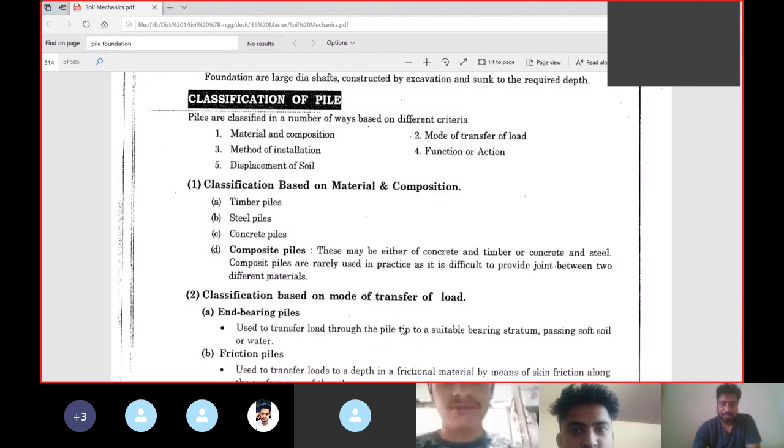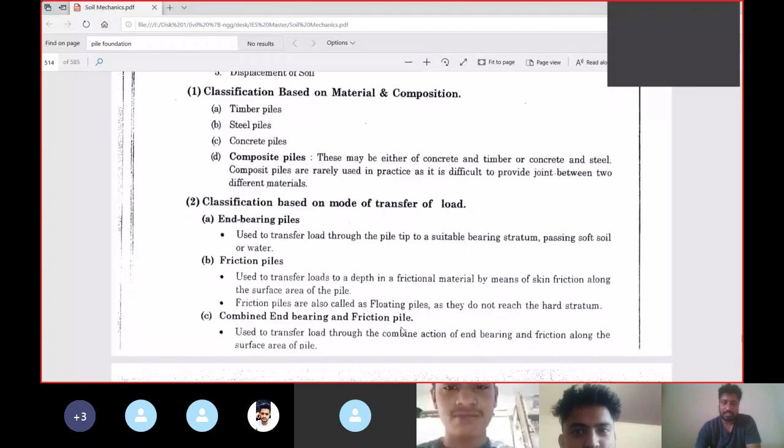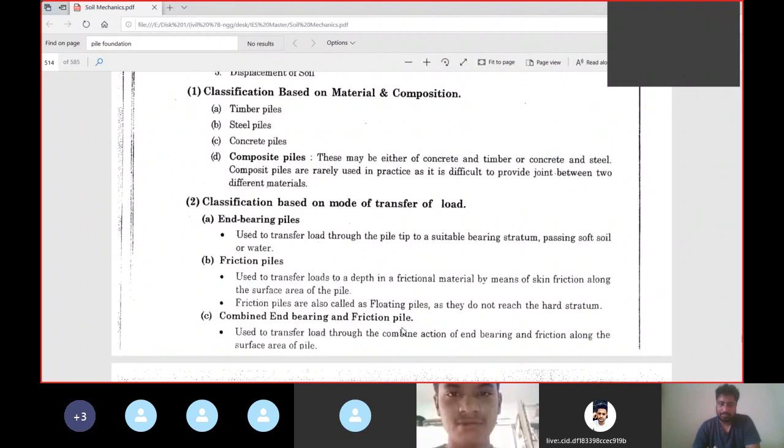So now the classification based on the mode of transfer of load. When I am saying the mode of transfer of load, it will be either end bearing piles, friction piles, or combined end bearing and friction piles. In case of end bearing pile, the load transfer is through the pile tip to the suitable bearing stratum, passing through the soft soil or water, right?